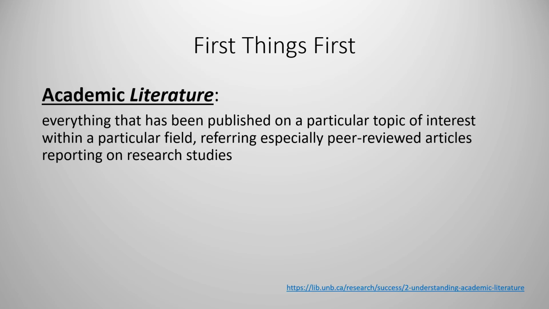What this term refers to is academic literature, which we can define as everything that has been published on a particular topic of interest within a particular field, referring especially to peer-reviewed articles reporting on the results of research studies. So if you're writing a literature review in a psychology class, for example, you're going to be reading and writing about what the academic literature in the field of psychology has to say about a particular topic.